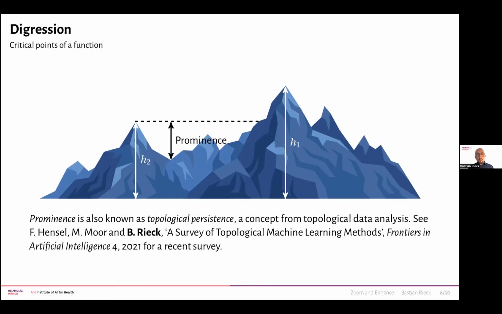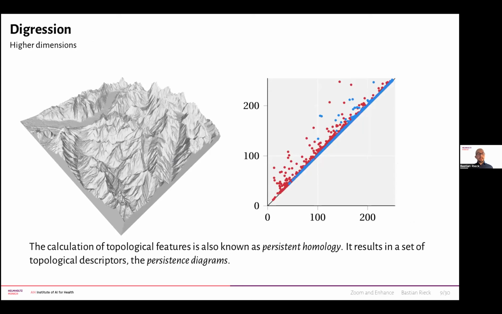In any case, we calculate this prominence for our function values. And the neat thing of this, and we will be using that later on in the second part of the talk, is that we can calculate those topological features or those prominence values also in higher dimensions. So it doesn't only require a one-dimensional function, like the mountain range that I showed you, but it also works for higher dimensional functions, for instance, for a 2D function, like this mountain range here that I'm showing you in 3D.